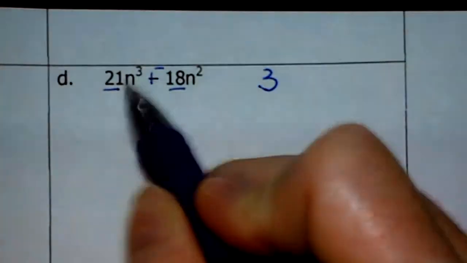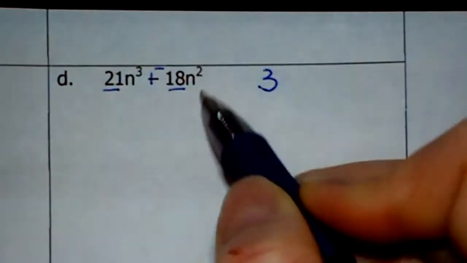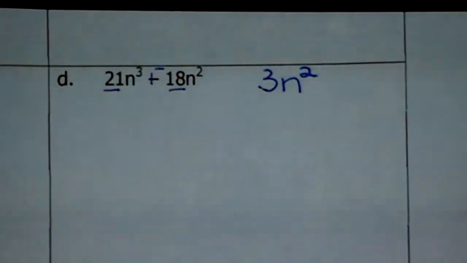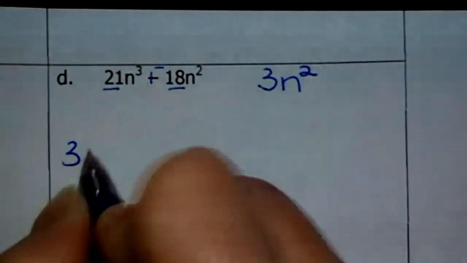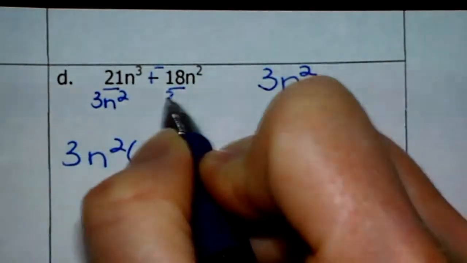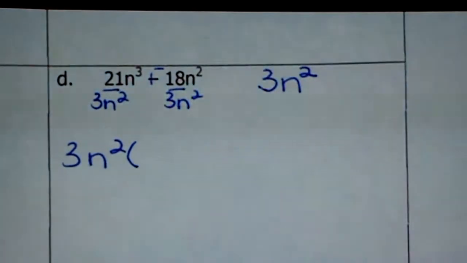And this one has 3 n's and this one has 2 n's, so they both have at least 2 n's. So we can factor out an n squared because they both have at least 2. I'm going to write my GCF on the outside and then divide each term by that GCF. What's left goes on the inside.